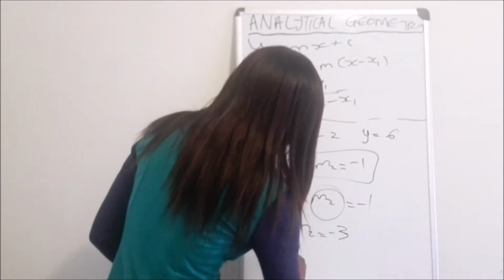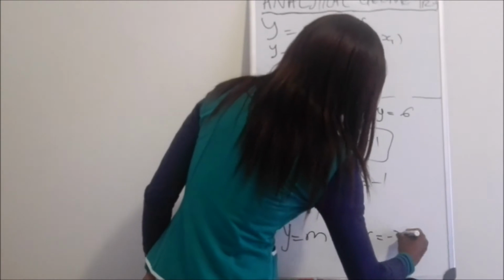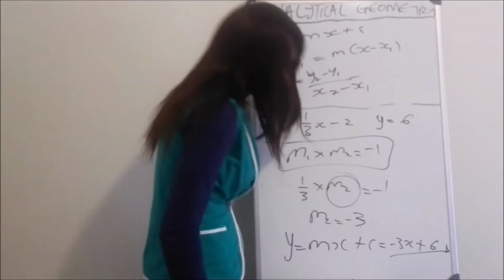Then we'll have y equals mx plus c, which is equal to negative 3x plus 6. This is the equation of the straight line that we have to find.